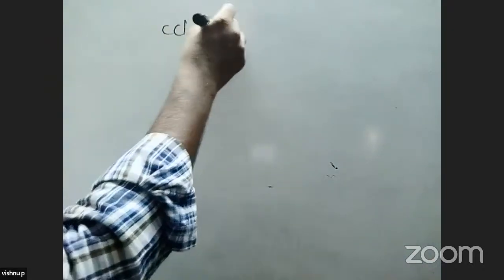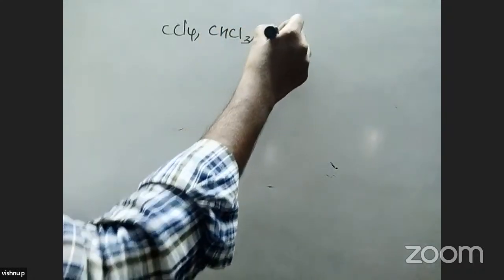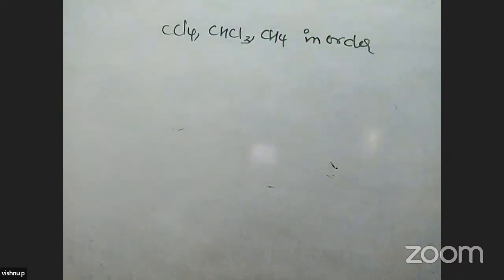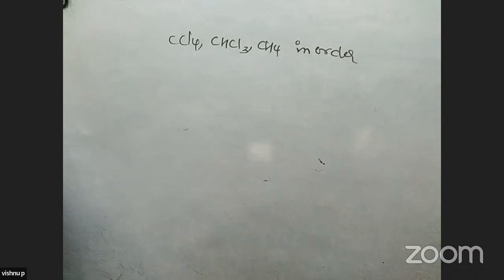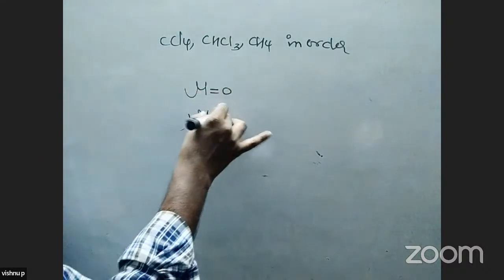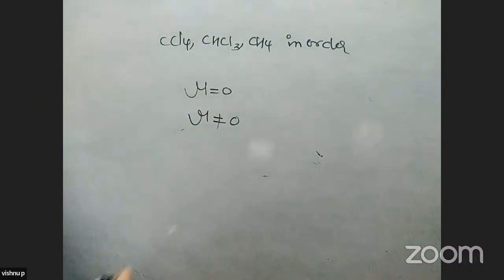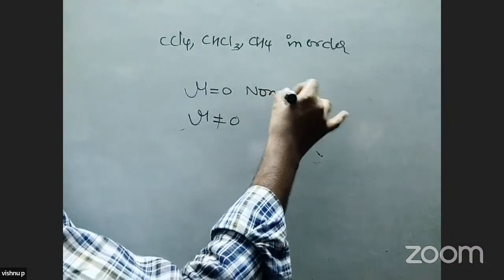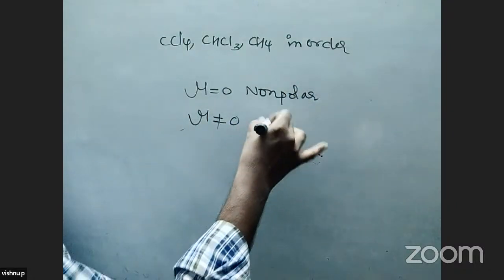Next, compare the dipole moments of CCl4, CHCl3, CH4 in order. The question is to write the increasing or decreasing order of dipole moments. We know that if any molecule shows a dipole moment, there are two possibilities: mu equal to 0, or mu not equal to 0. Mu equal to 0, dipole moment is 0, is also called non-polar, and the other is called polar.